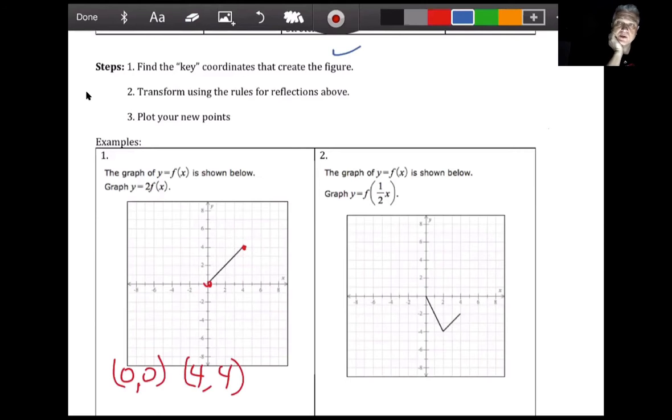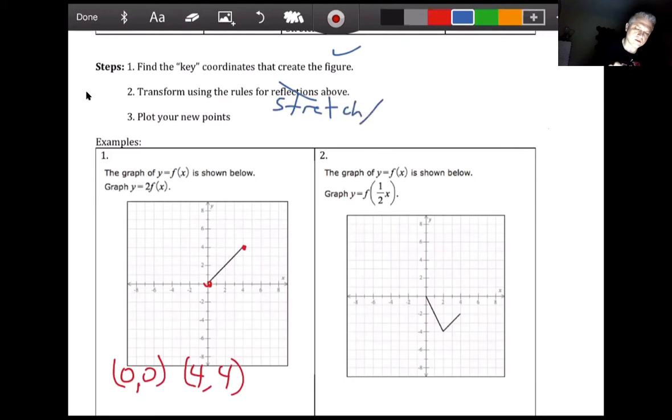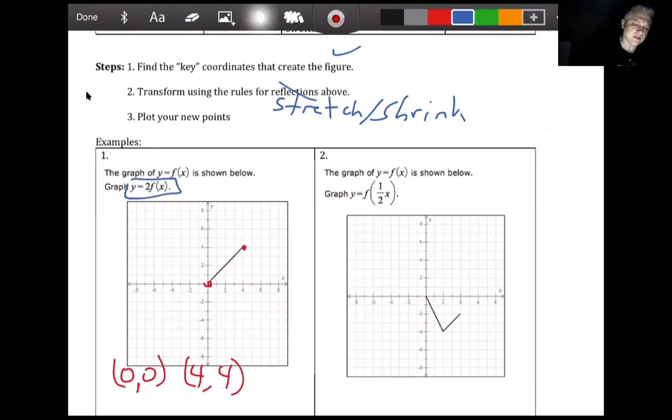So we've identified the key coordinates. Great. Now I'm going to transform them using the rules for, well, it's not reflections here, it should be rules for our stretch and shrink. So you can actually change that to stretch, shrink above. The rule here is y equals 2 times f of x. That 2 is outside of the parentheses, so it affects the y. And remember, when it's the y, plus is up, minus is down, times is times, divide is divide. Perfect. This is 2 times f of x.